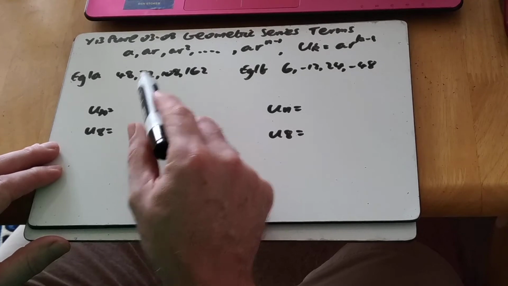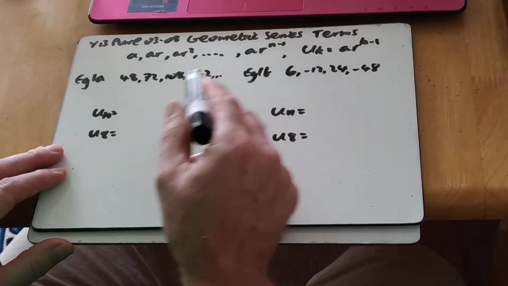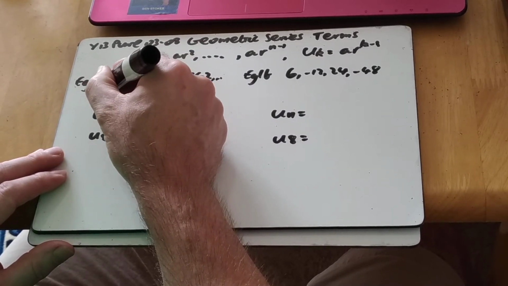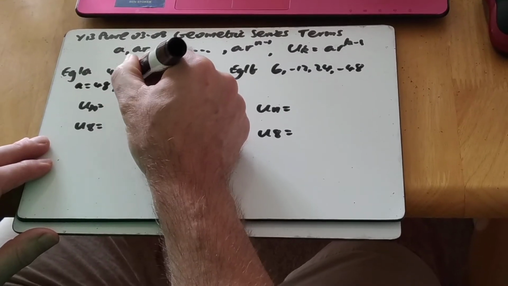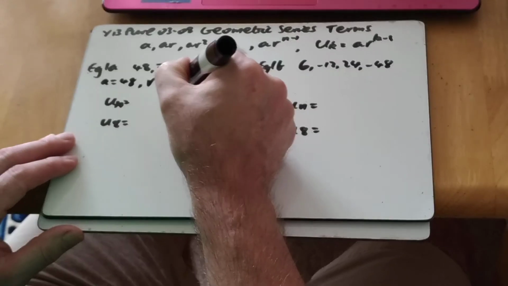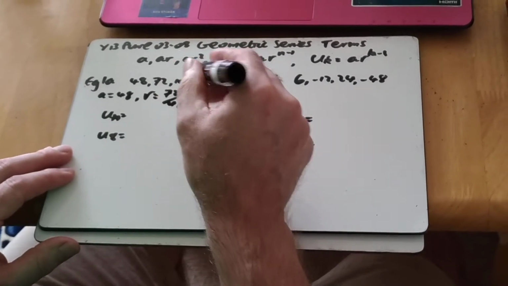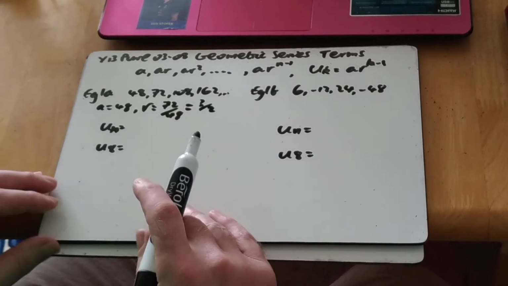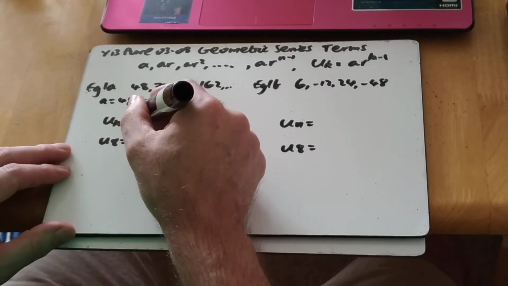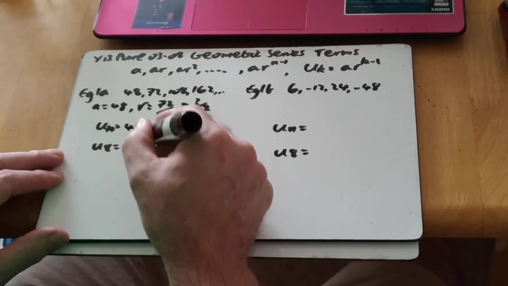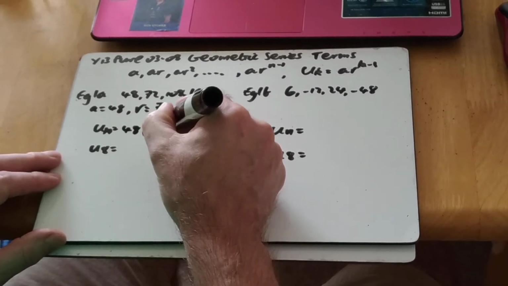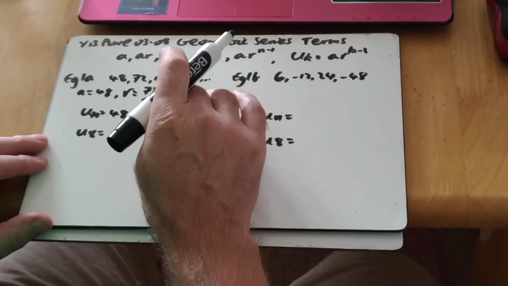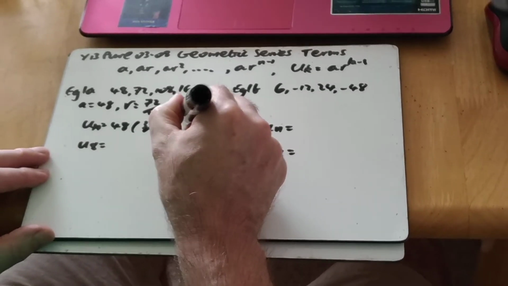These are our first few terms of our series. It goes onwards from there. 48, 72, 108, 162. It's probably not a bad idea to state A equals 48 and R equals 72 over 48, which is 3 over 2, or 1.5. Okay, so our nth term then is just A equals 48, R equals 3 over 2, 48 times 3 over 2 to the n minus 1, and that's all we need to do for our nth term.